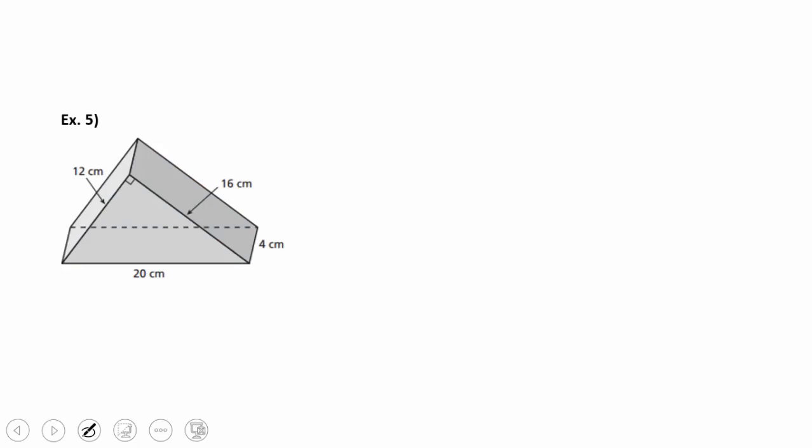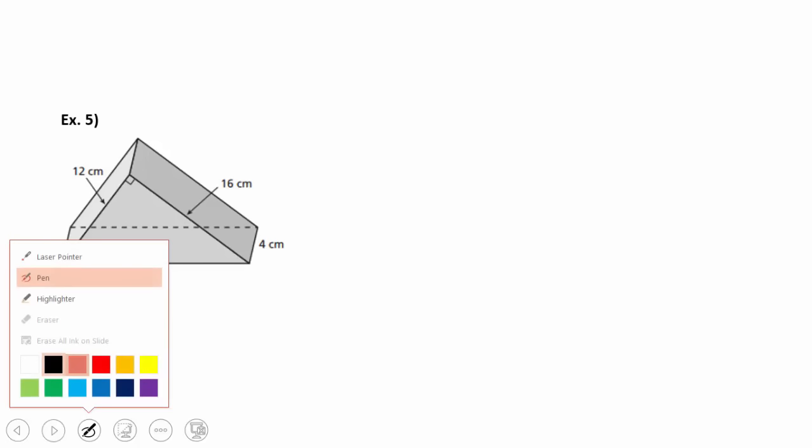Again, this math is nothing more than recognizing stuff using vocabulary, substituting in the values into the literal equation, the formula, and then solving the equation using order of operations. So once again, one more example.